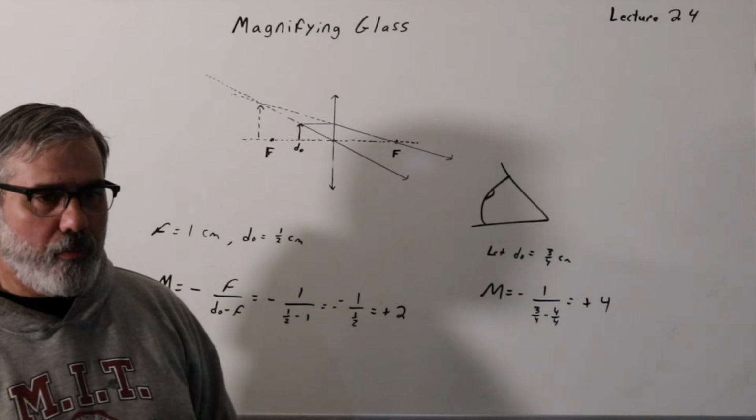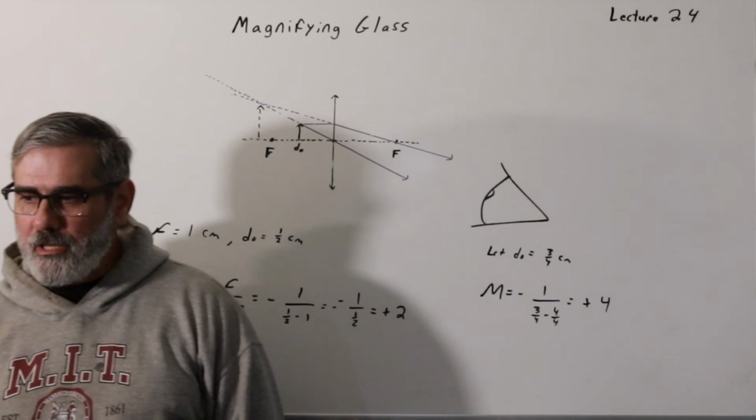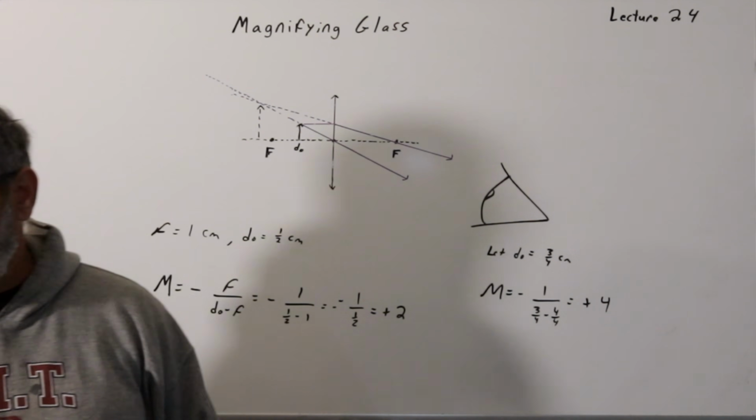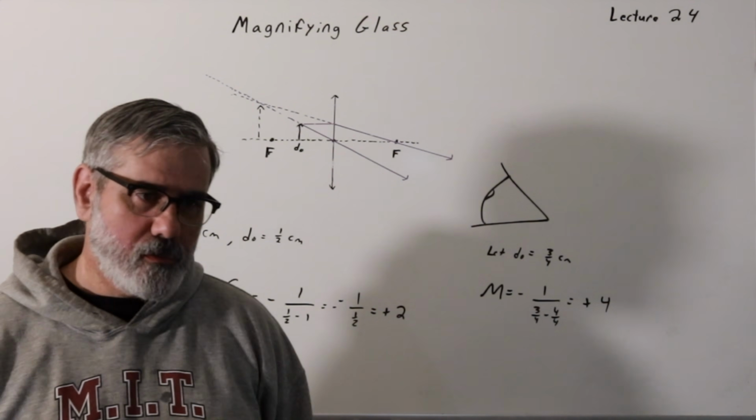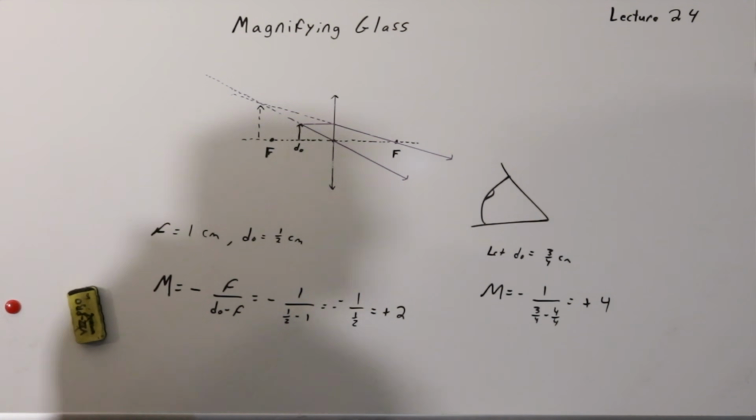And this can only be done with converging lenses. We're not going to talk a lot about diverging lenses, with one exception, as we'll talk about them when we talk about different types of eyesight, when we talk about farsightedness and nearsightedness. Okay, that's it for this one.